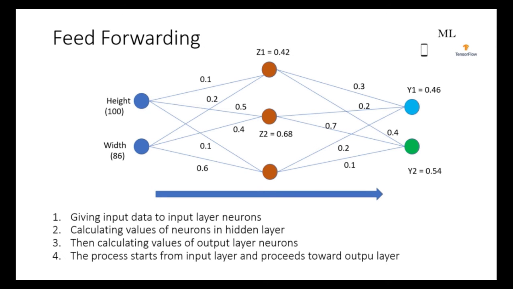Then in deep learning we studied about feed forwarding. So what actually was feed forwarding? Feed forwarding was giving input data at the input layer neurons, then calculating values of neurons in the hidden layers, then finally calculating the values of neurons in the output layer. And this whole process is known as feed forwarding. As you can see, the process started at the input layer and proceeds towards the output layer. So it's also known as forward pass.